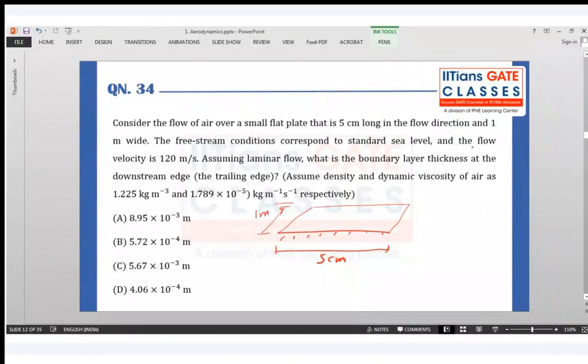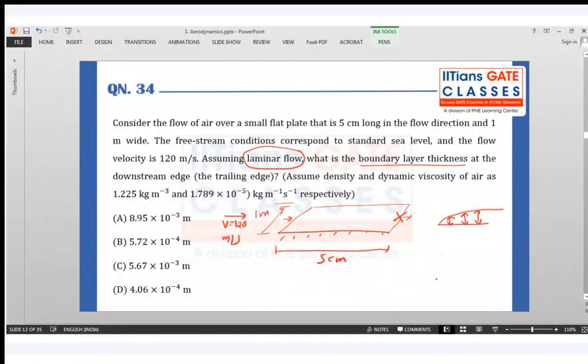Free stream conditions correspond to standard sea level and the flow velocity is 120 meter per second. So there is a velocity here, 120 meter per second, and they're saying you have to assume laminar flow. This is a good hint to tell us what type of flow we are dealing with. And what is the boundary layer thickness at the downstream edge? This is the leading edge, this is the trailing edge. So they're asking what is the boundary layer thickness at this point. If you are aware of this, the boundary layer grows like this and finally becomes stable. So they're asking this height.